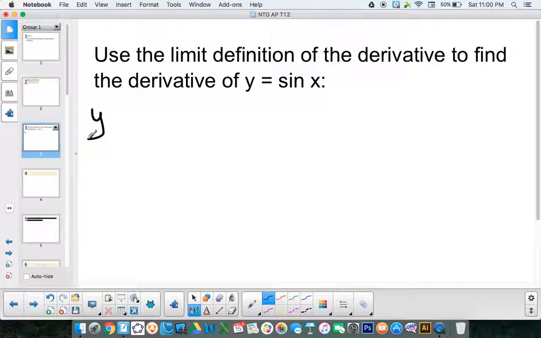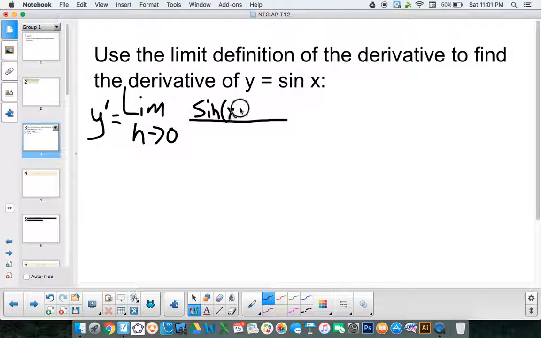So our limit definition, y prime, will be the limit as h approaches 0. Remember, we do f of x plus h, so that'd be sine of x plus h minus sine of x all over h. Now, right here, that is a trig identity. You'll need to have your trig identity sheet out. You'll need to know your trig identities to simplify this.